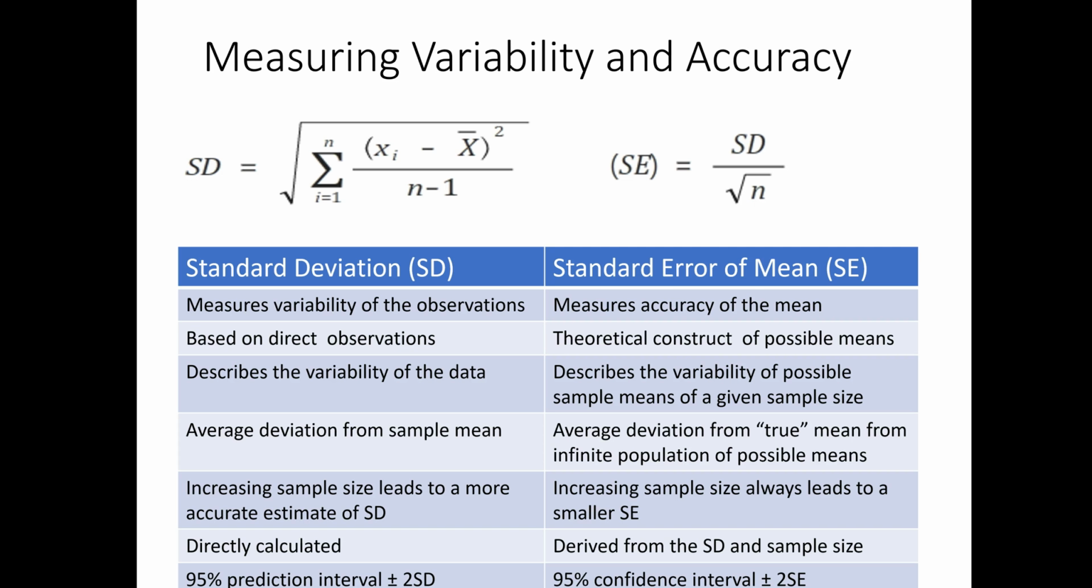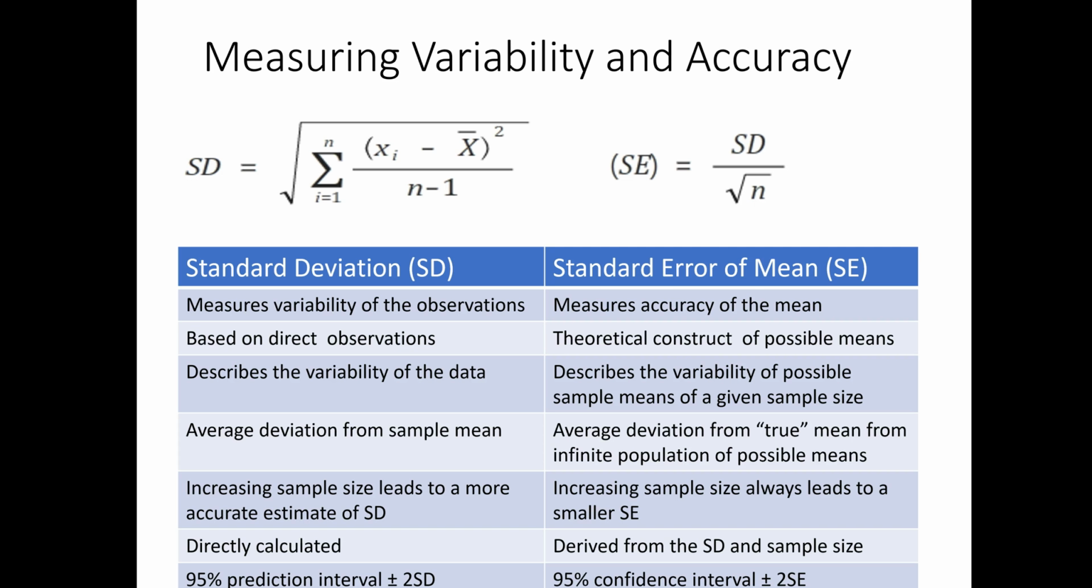Increasing sample size always leads to a smaller standard error because it's divided by the square root of n. The standard deviation is directly calculated, whereas the standard error is derived from the standard deviation and sample size. It's not really known.